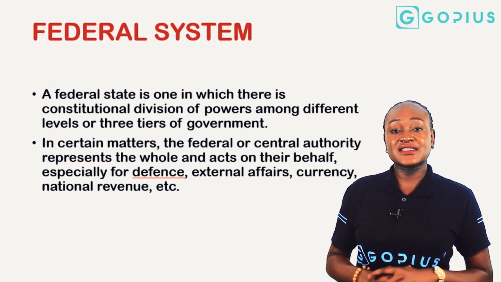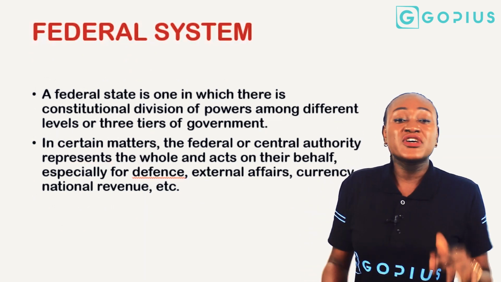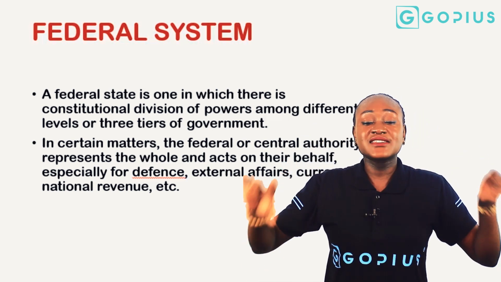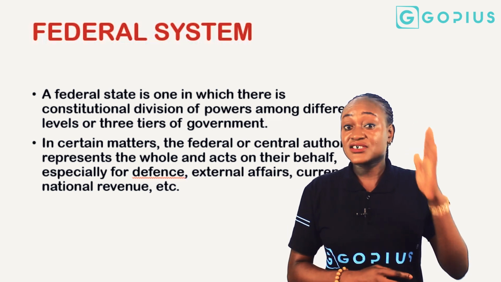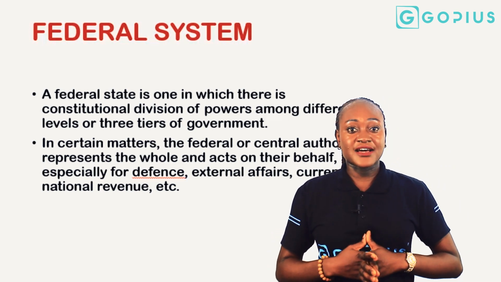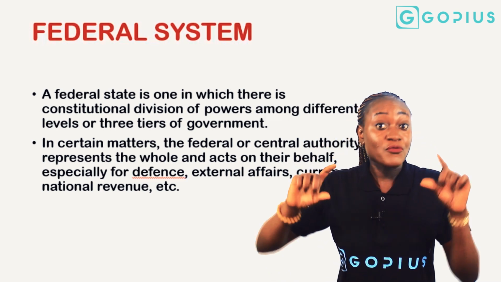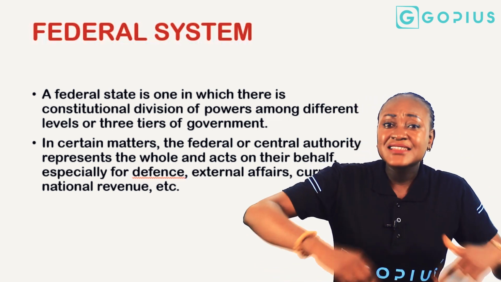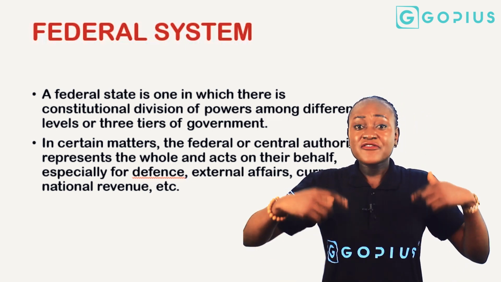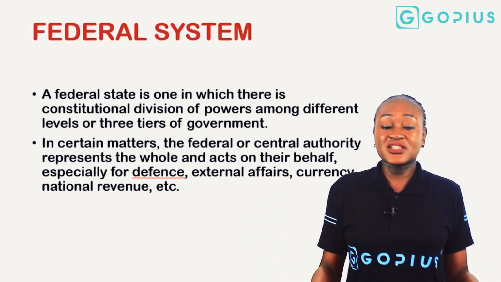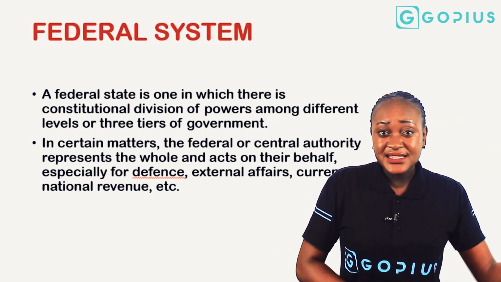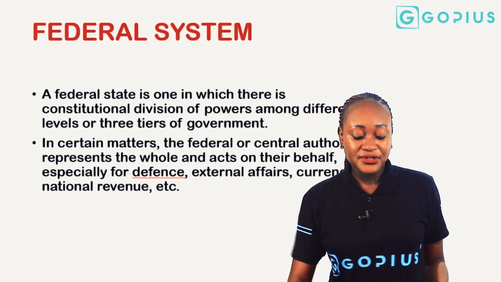Now let's look at the federal system. A federal state is one which has a constitutional division of government powers among the three tiers of government, and that's the legislature, the executive, and the judiciary. And that's what we operate here in Nigeria. In certain matters, the federal or the central authority represents the whole, especially matters of currency, defense, external affairs. They represent the country, but then powers actually are shared amongst the three levels of government. It also extends to the state level and the local levels.